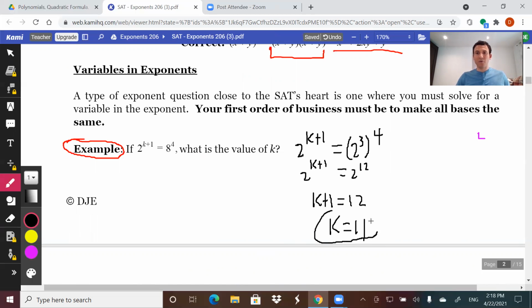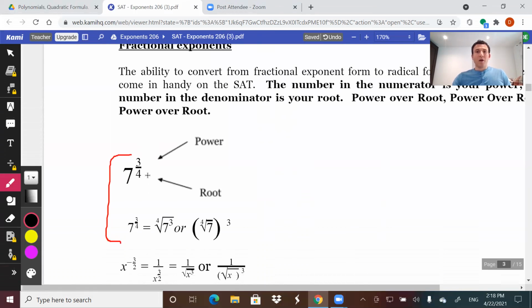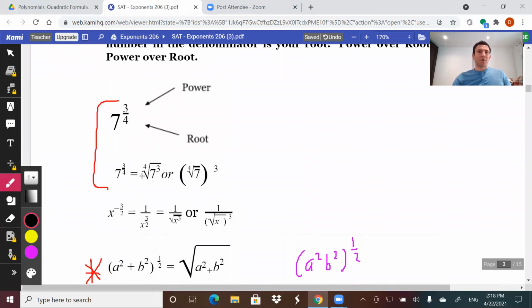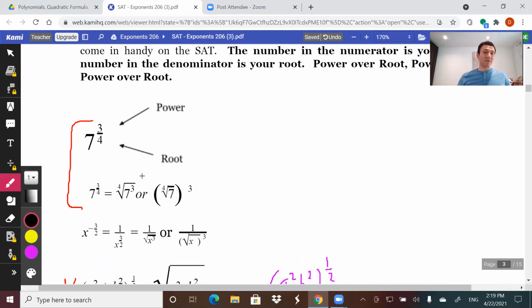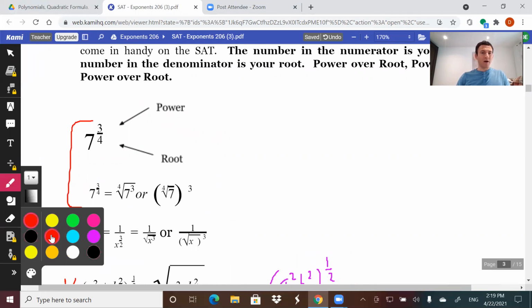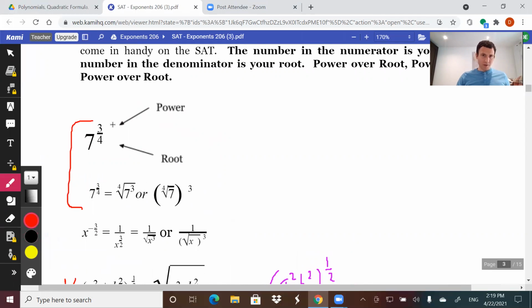So again, if they ask for a variable in the exponent spot, you need to make the bases the same so that you can figure out what the variable is. Okay. So this is a big concept on the test. They want you to be able to toggle back and forth with ease between fractional exponents and exponents in radical form. Really simple. The top part of the fraction is your power. The bottom is your root. So 7 to the 3 over 4 is really the fourth root of 7 to the third. Looks just like that, just as we have it down here.